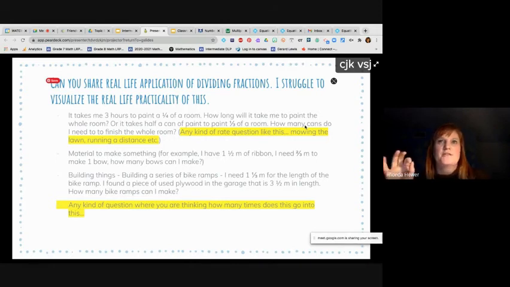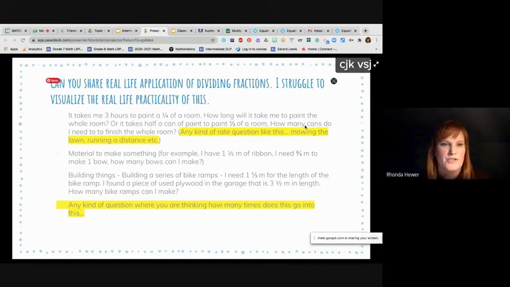Dividing fractions. Let's get away from recipes. Kids are done with recipes and fractions. Any kind of a rate question. So this first one, like we talked about when we were doing the ratio table: it takes me 3 hours to paint 1/4 of a room. How long will it take me to paint the whole room?